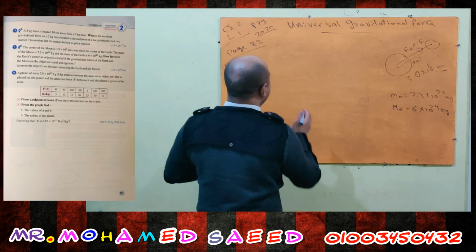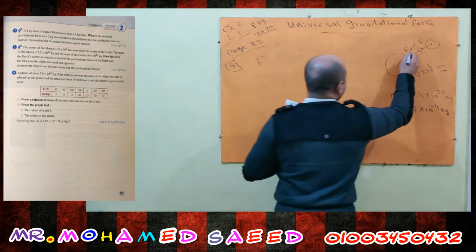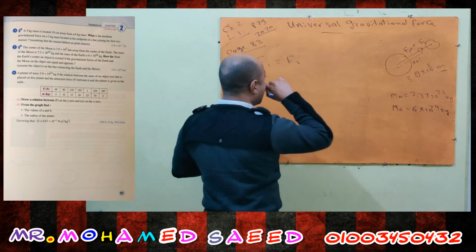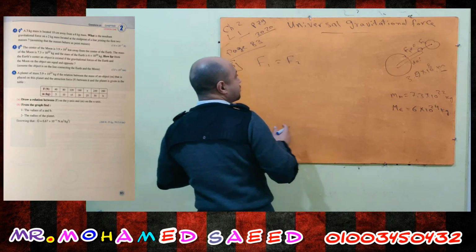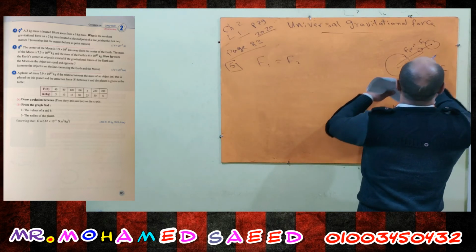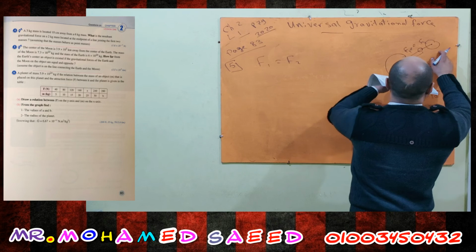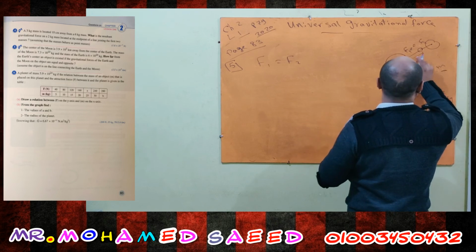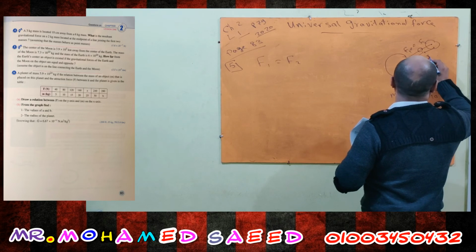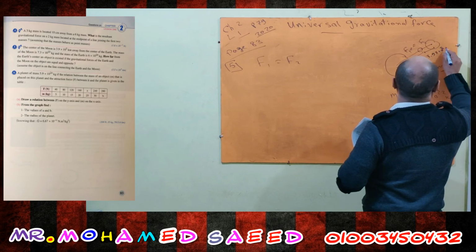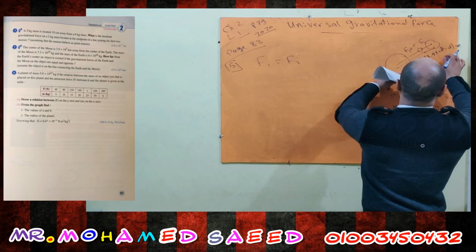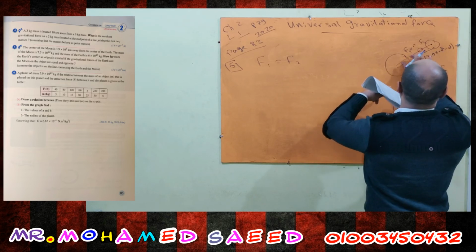The information is F1 equals F2, right? Okay, we have the total distance. Assume that this distance is called D. And this other distance is 3.9 times 10 to the power 8 minus D.